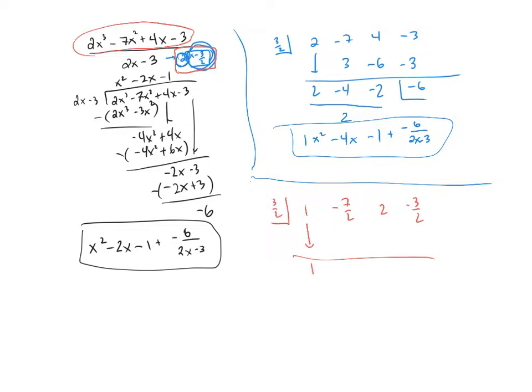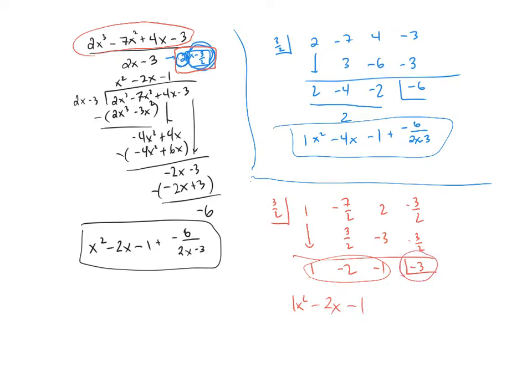I'm going to bring down my 1, and this time do the multiply add. So 3/2 times 1 is 3/2. When you add those together, you get -4/2, which is -2. 3/2 times -2 is -3. When you add those, you get -1. And then 3/2 times -1 is -3/2, and that's going to give you -6/2, which is -3. Right? So the key on this is, notice my coefficients came out correct this time because I did the division at the beginning. So that's going to be 1x squared minus 2x minus 1.